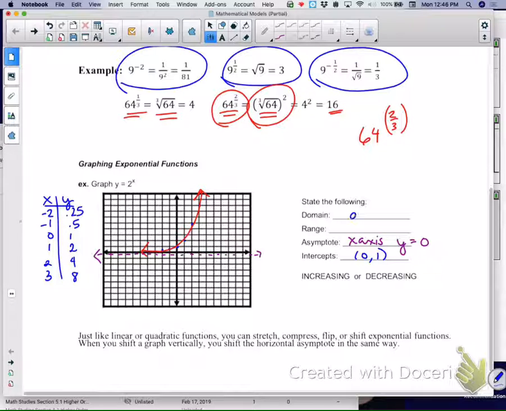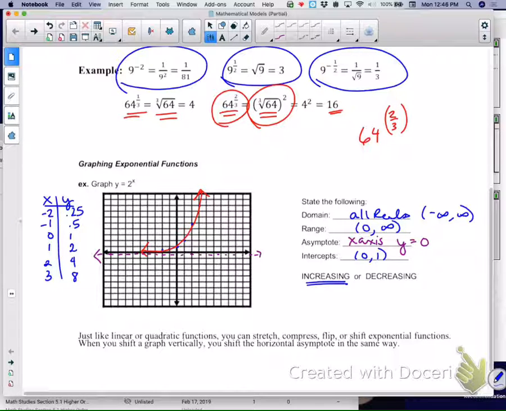My domain is all reals, or negative infinity to infinity. My range, I have nothing negative, and again, I'm super close to 0, but I'm not really there, to infinity. And then this graph would be increasing.